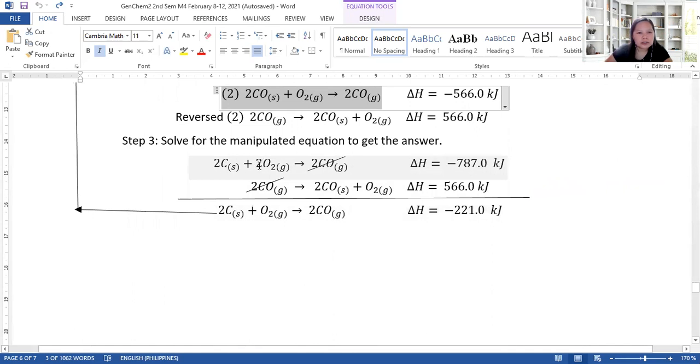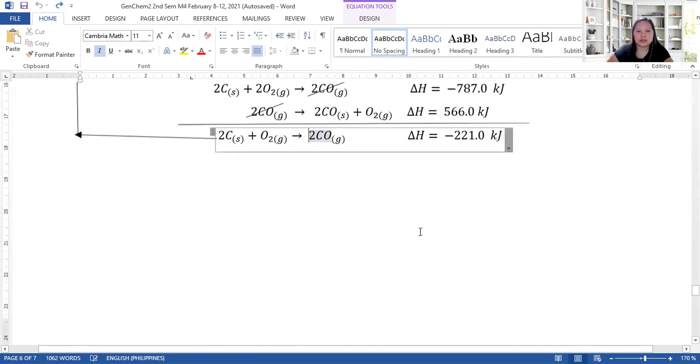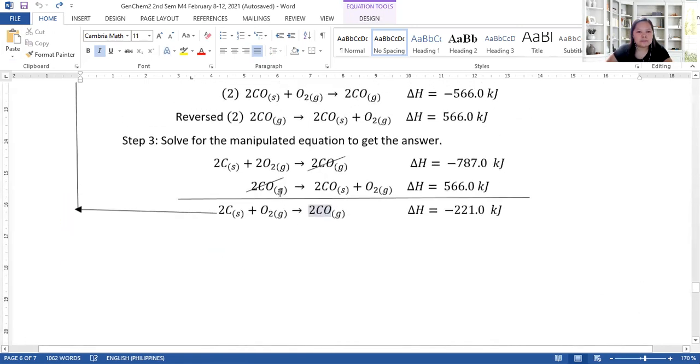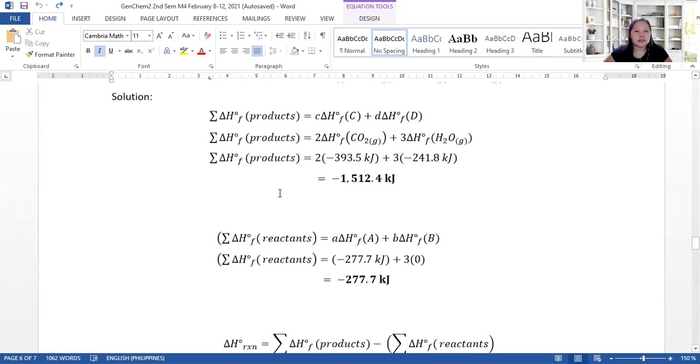We divided because on the left side we have four oxygen and on the right side we have two oxygen, so we just divided them by two. That's why you only have here negative one molecule of oxygen 2. And the result is two molecules of carbon monoxide. And then the same thing with the enthalpy change, you need to compute them. The difference gives us an answer of negative 221.0 kilojoule. So that's the end of the explanation about the first problem.